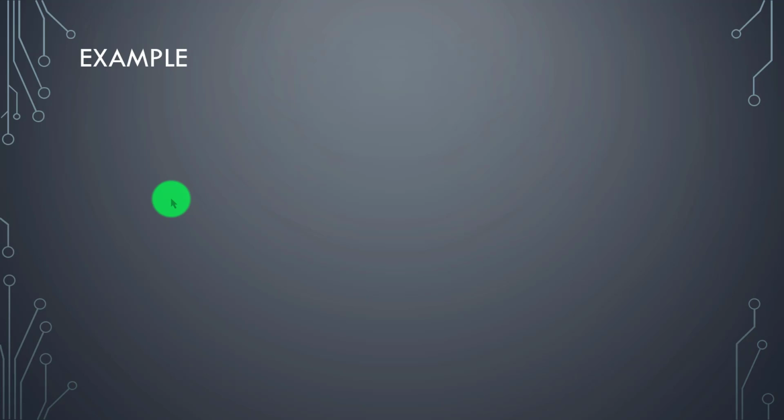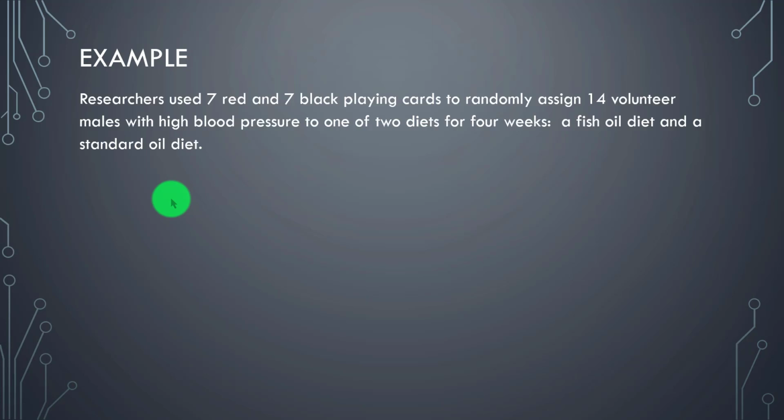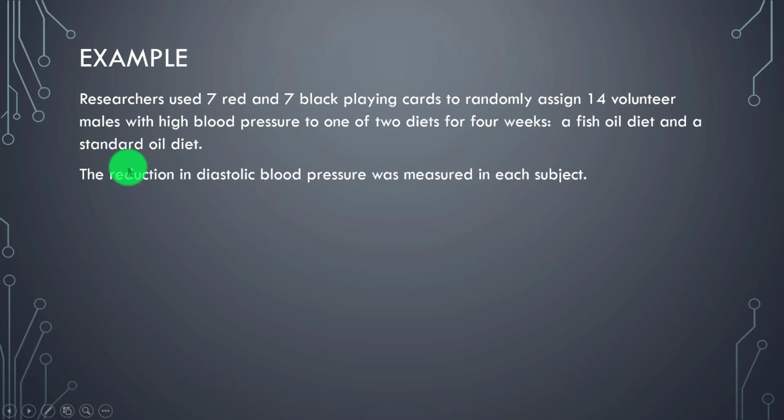Let's look at an example of a study and we will dissect some of its properties. Researchers used 7 red and 7 black playing cards to randomly assign 14 volunteer males with high blood pressure to one of 2 diets for 4 weeks. One of them got a fish oil diet, and the other got a standard oil diet, whatever that means. They were measuring the reduction in diastolic blood pressure in each subject.